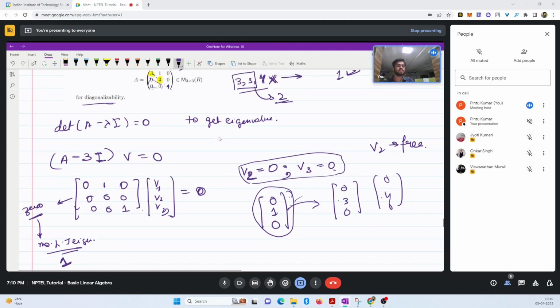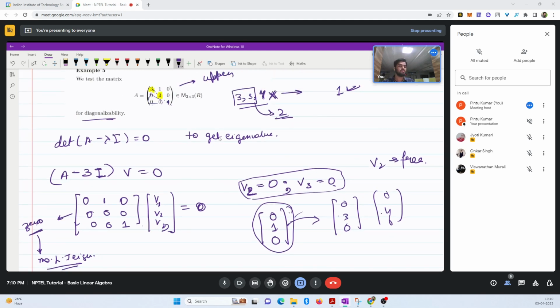But what was the multiplicity of 2? Multiplicity was 2. So we needed 2 linearly independent eigenvectors to infer that this particular matrix is diagonalizable. Because we didn't have 2, this matrix is not diagonalizable.